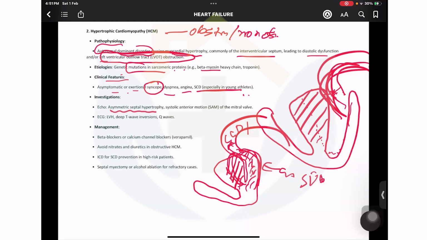Echocardiography will show asymmetrical septal hypertrophy. This is asymmetrical septal hypertrophy. You see, I have drawn it in an asymmetrical manner. Systolic anterior motion of the mitral valve: the mitral valve is here. So let us say if the anterior leaflet moves in every systole, it can shut down the left ventricular outflow tract also. So same in the mitral valve.